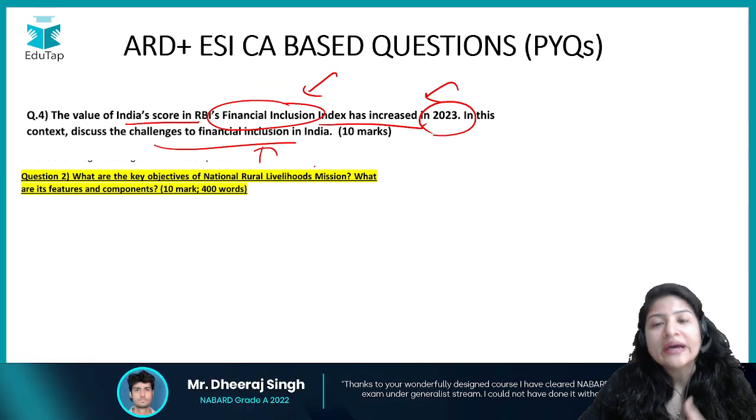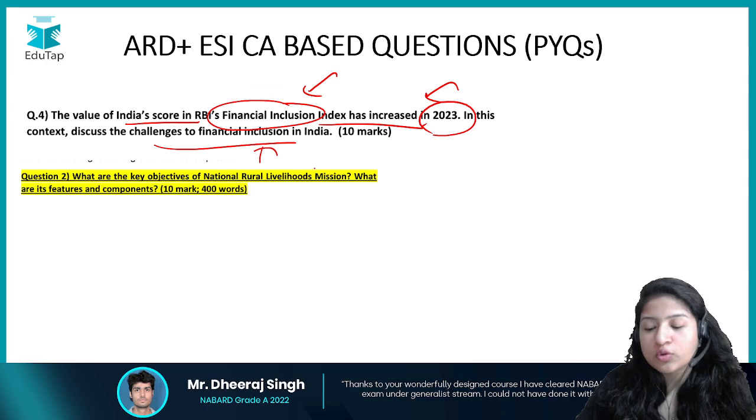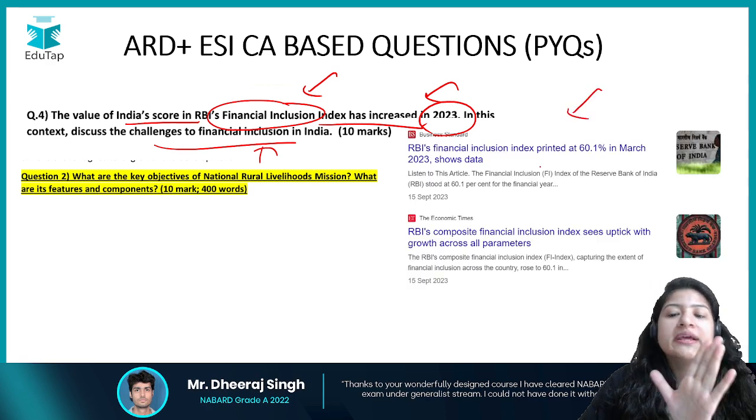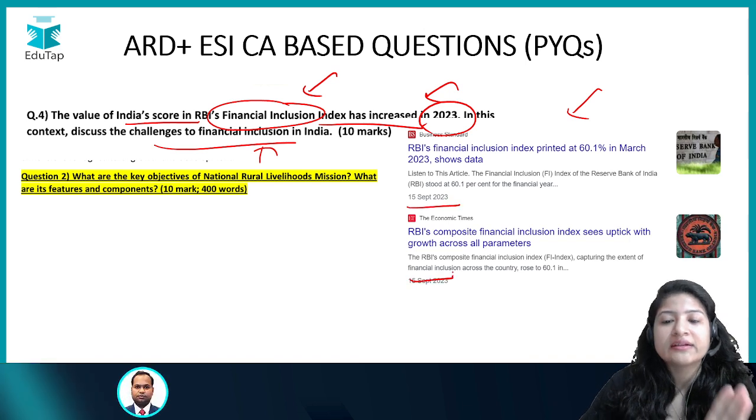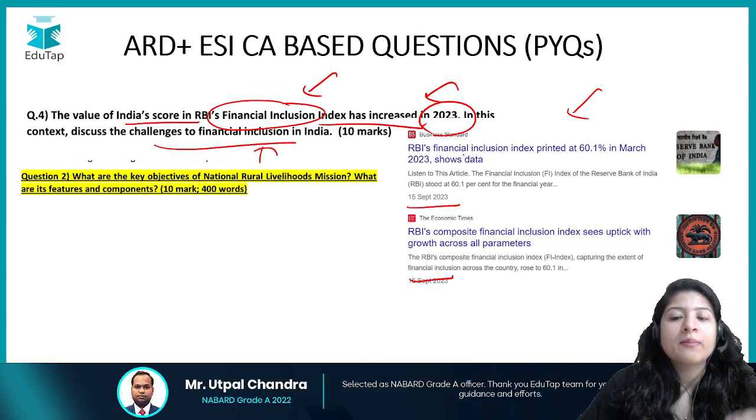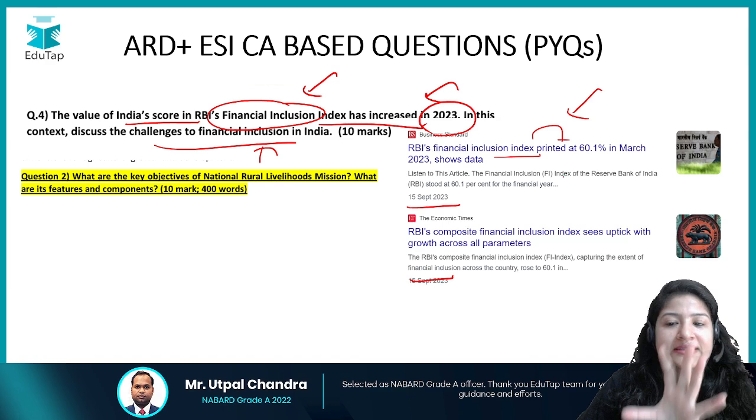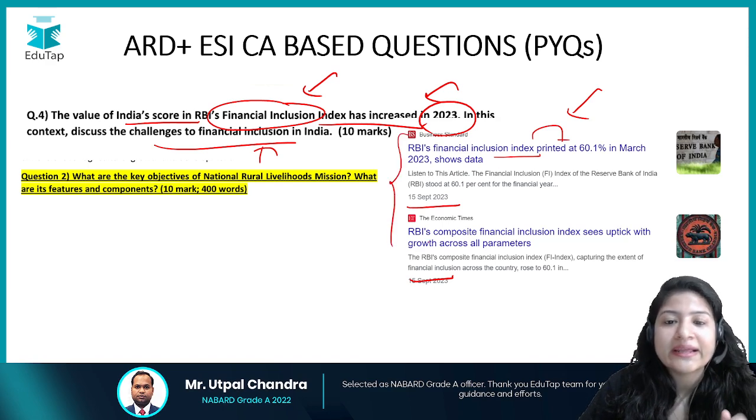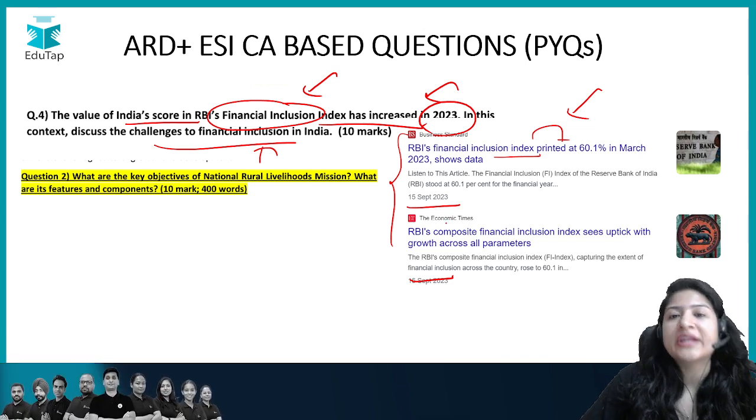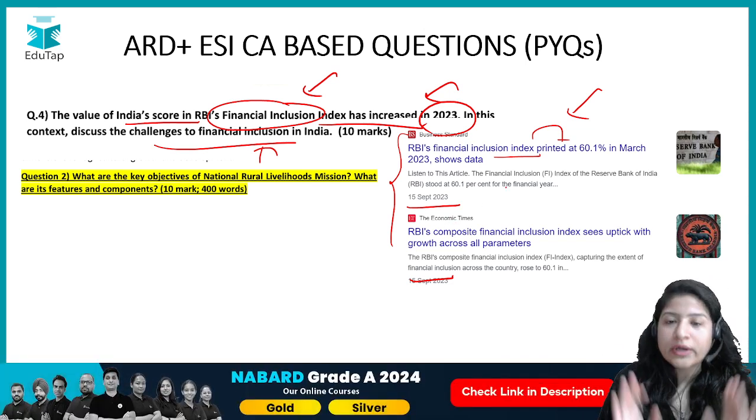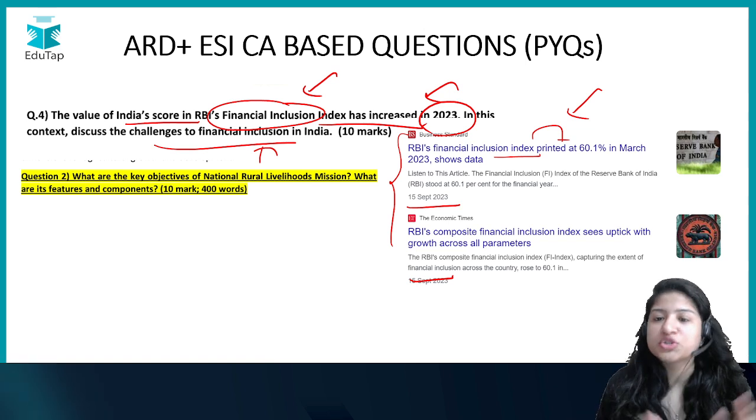ठीक है. So here again, why was this particular question there? Because there was news regarding this. देखो, in September it's news, ठीक है, about RBI's financial inclusion index, ठीक है, and what the data regarding it is, right? So from there the question has been formed. What do you get to know from it, or how do you understand how to prepare the current affairs based questions, or how such questions will be framed?